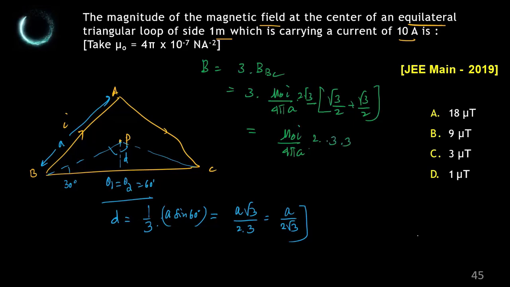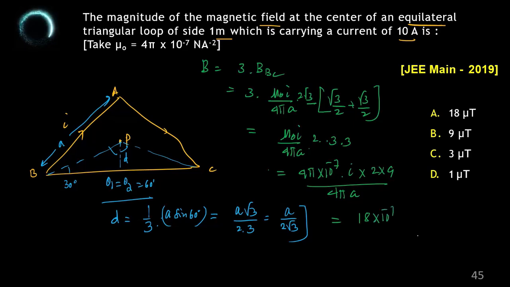Okay. So mu naught is 4 pi into 10 to the minus 7, into I, into 2 into 9, by 4 pi A. So 4 pi cancels out. So 9 into 2 means 18 into 10 to the minus 7 into I by A. Now what is I? I is 10 and A is 1. So 10 comes into the figure. So 18 into 10 to the power minus 6. That is 18 microtesla. 18 microtesla will be your answer.